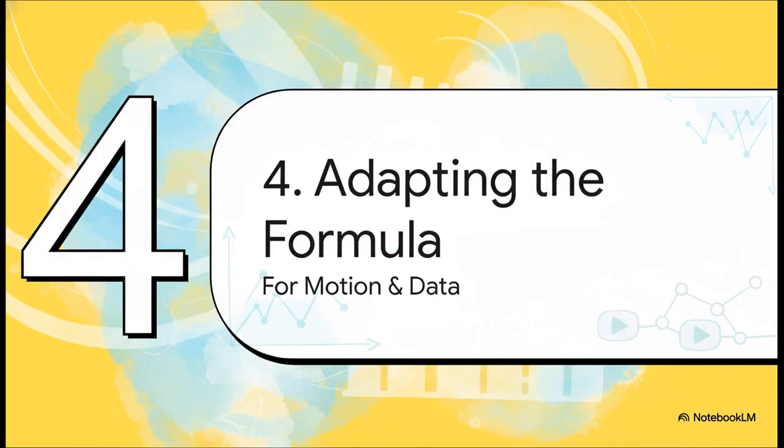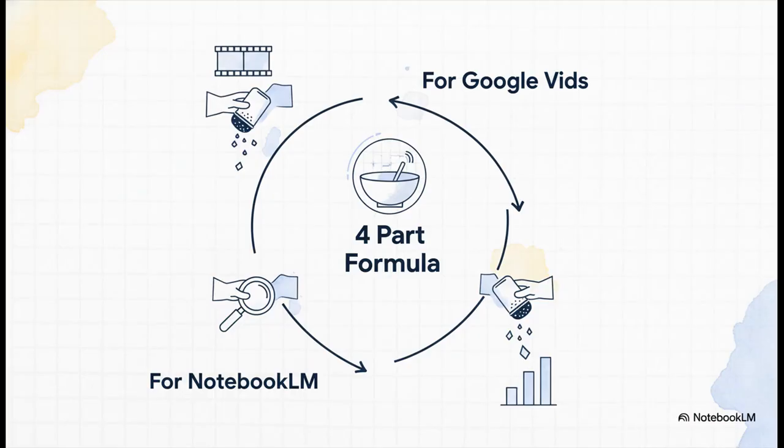Okay, so far we've really focused on static images for slides, but the really cool thing about this formula is just how flexible it is. The same core ideas can be tweaked just a little bit to create amazing motion graphics in Google Vids or even super clear data visuals in NotebookLM. The best way to think about it is like a base recipe. This 4-part formula is your foundation for everything. If you're cooking up a video, you just sprinkle in a little bit of motion. If you're trying to visualize some data, you add a dash of clarity. But the core ingredients? They always stay the same.